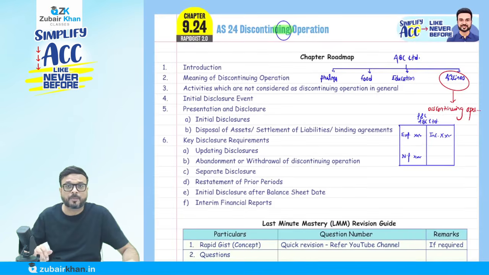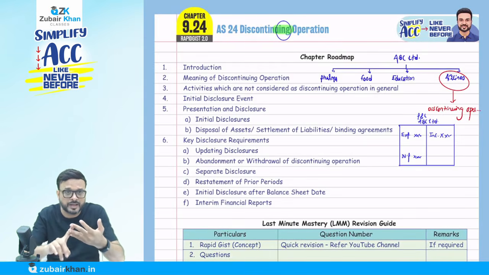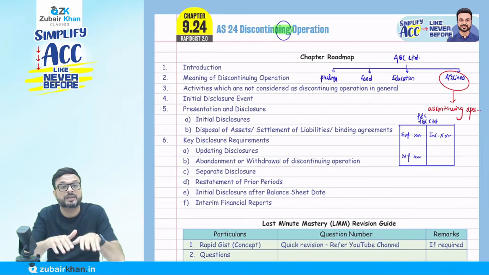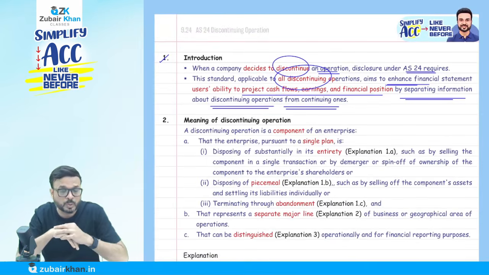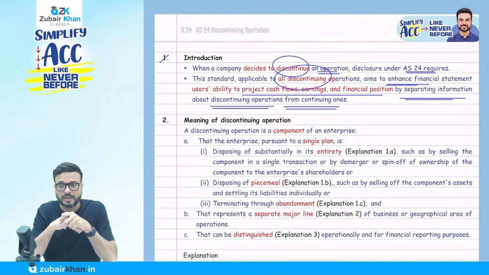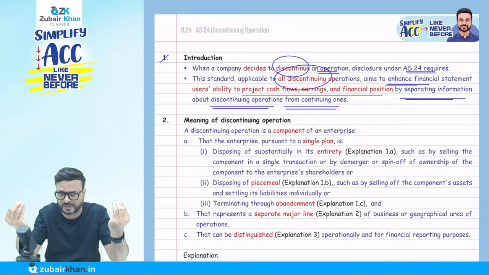As we know, out of these four operations, three will be continued in future, like pharma, food, and education. But airlines is going to be discontinued, so we want to separate the information for the discontinuing operation. It will be easy for the users of financial statements to bifurcate how the company is making profit or loss from the continuing operations and the assets and liabilities of the discontinuing operation.